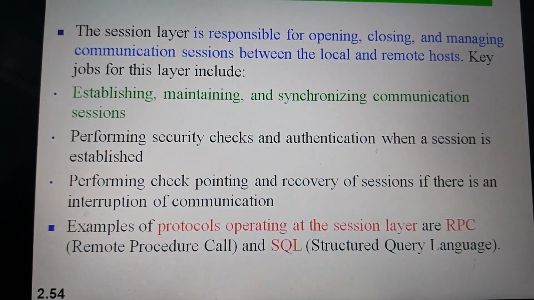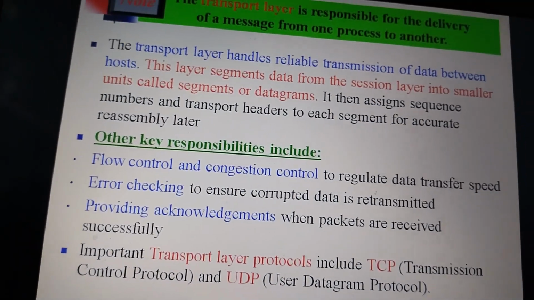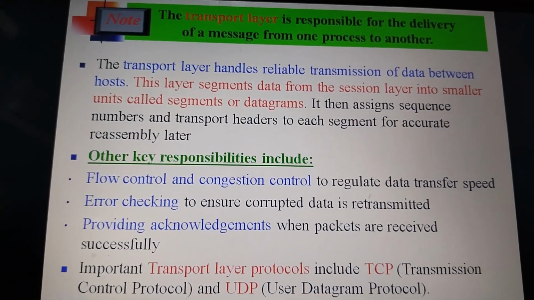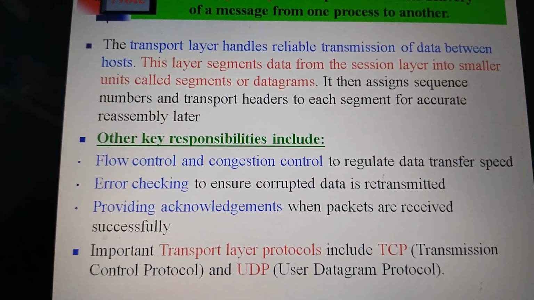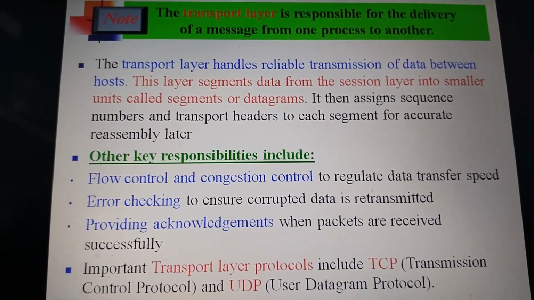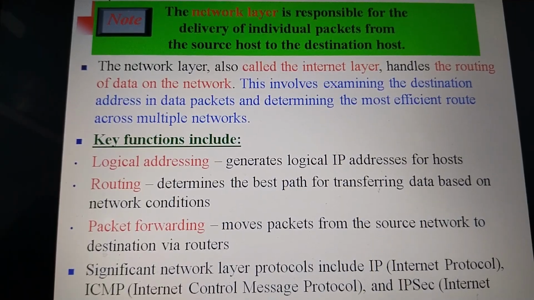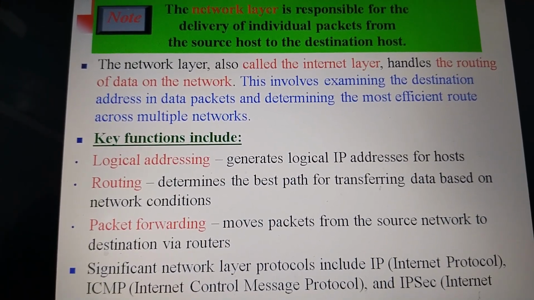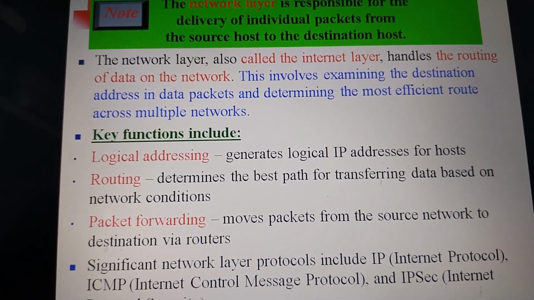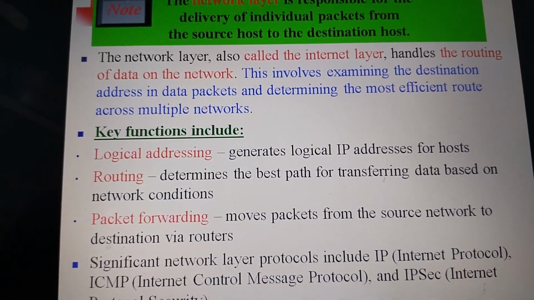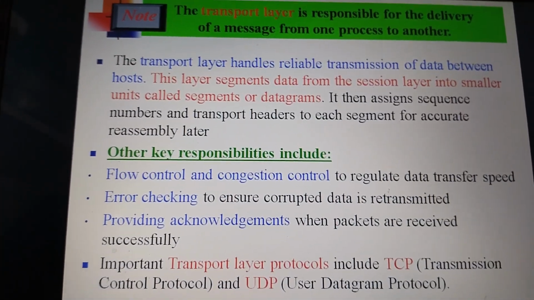And what about the transport layer? The transport layer is mainly responsible for delivery of the message from one process to another process. And what is the network layer? The network layer is also responsible for delivery of individual packets from source host to destination host. If you check these two definitions, they are a little bit similar. I will explain that.